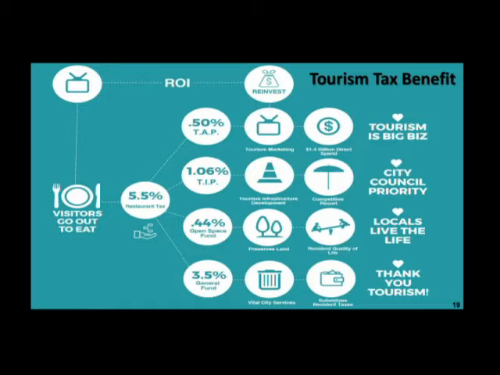So again, the 0.5% that goes to the TAP fund for advertising and promotion goes back and is reinvested to keep this regenerating itself. The TIP fund, again, helps support those infrastructure programs. And then the general fund, again, subsidizes city services from tourism activities.